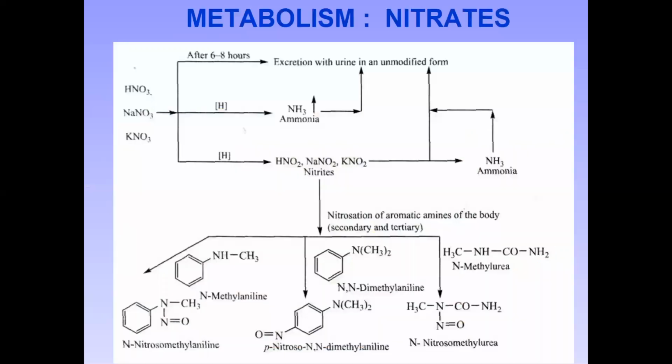You can see a scheme of metabolism of nitrates. Nitrites are metabolites of nitrates. The main metabolites of nitrites and nitrates are N-nitrosomethylaniline, para-nitroso-N,N-dimethylaniline, N-nitrosomethylurea.